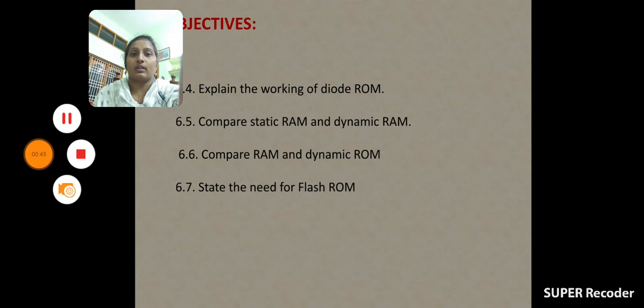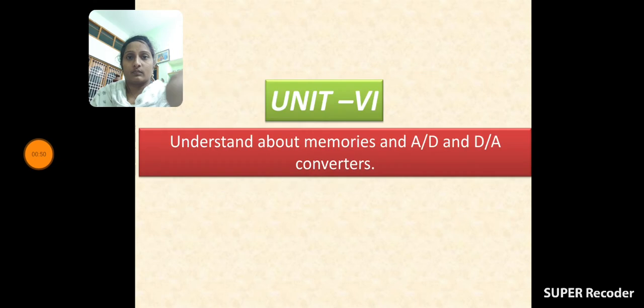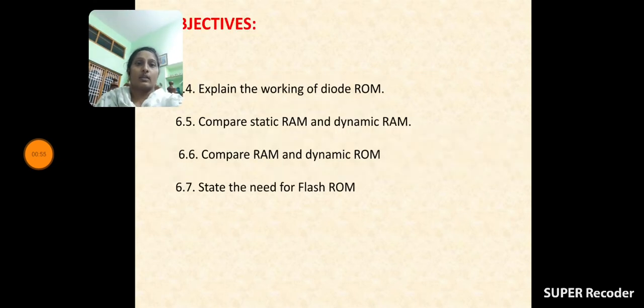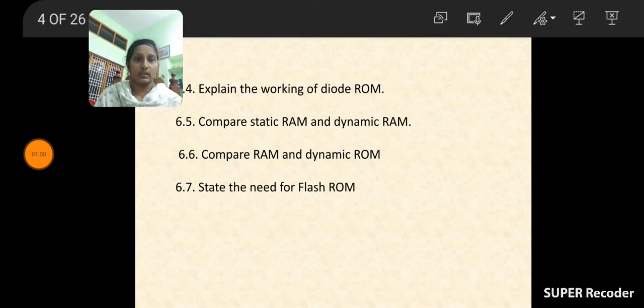First of all, what is meant by memory? The word memory is used for a device which stores binary information, whether in the form of electrical, magnetic, or optical energy. So in which form will it store the binary bits? It may be electrical form, magnetic form, or optical form.